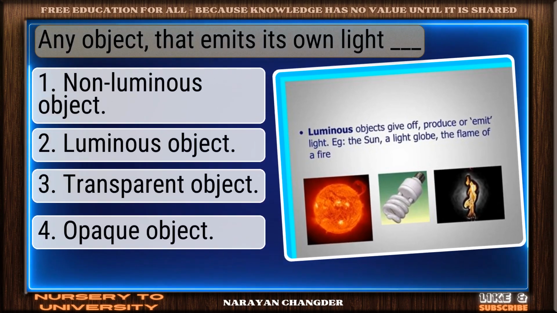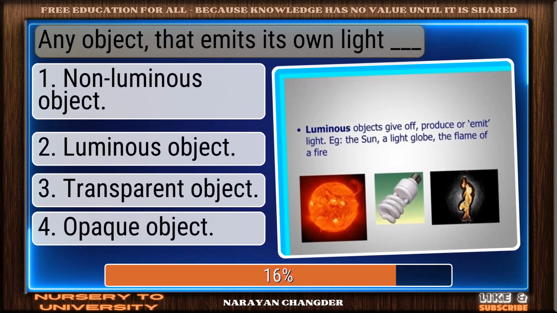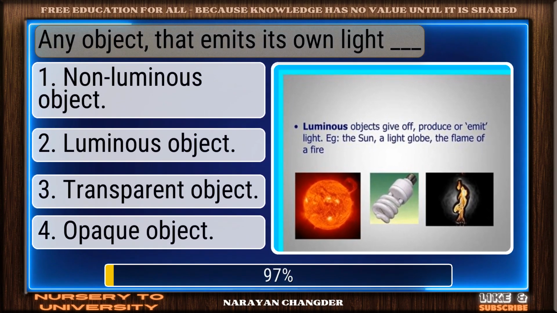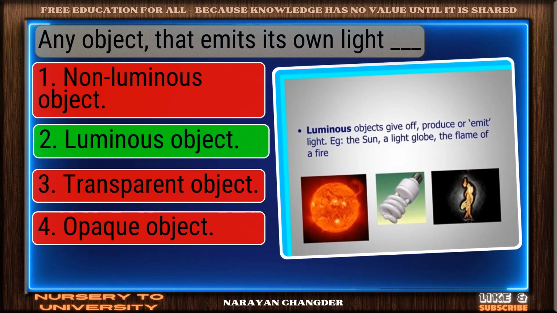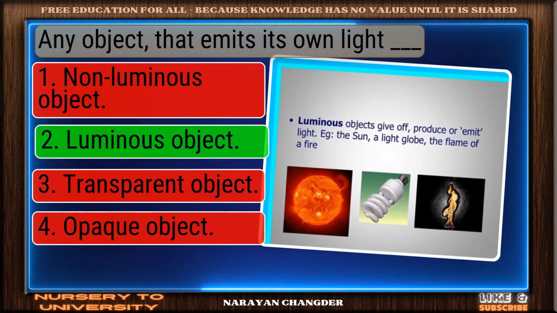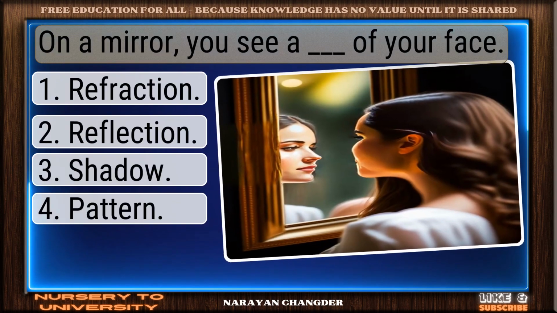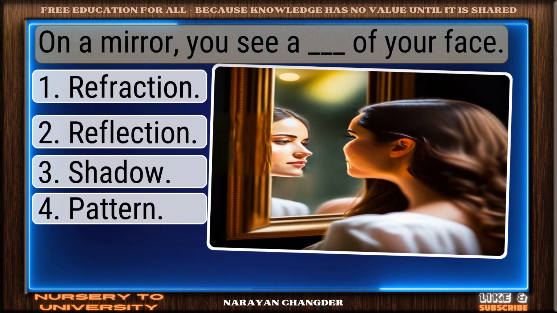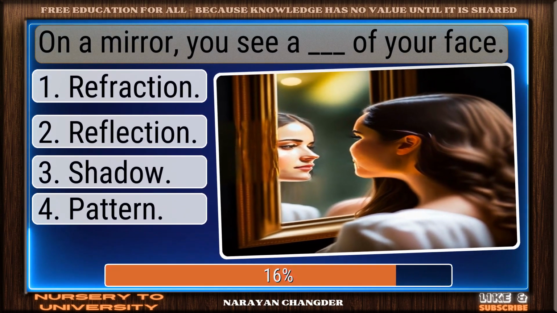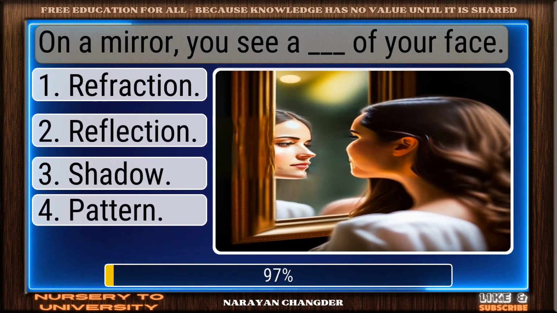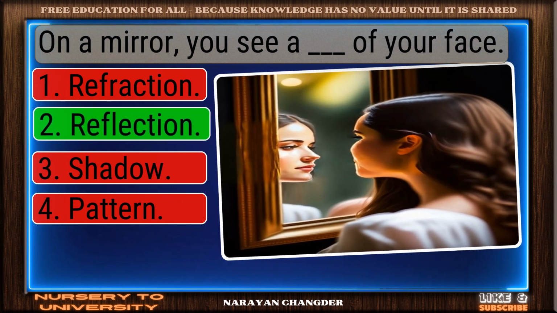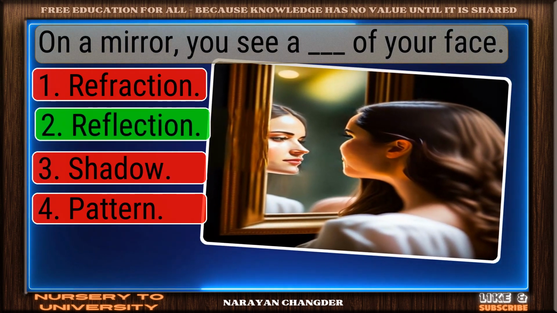Any object that emits its own light dash. Good job. Your answer, luminous object, works well here. On a mirror, you see a dash of your face. Sharp thinking. Reflection is the right choice.